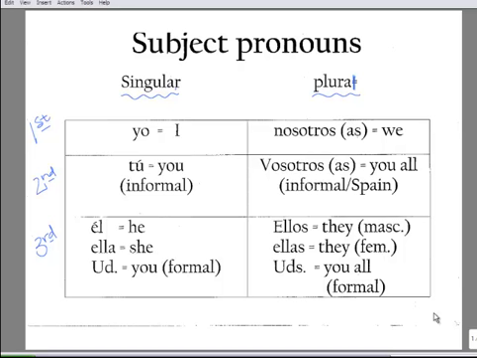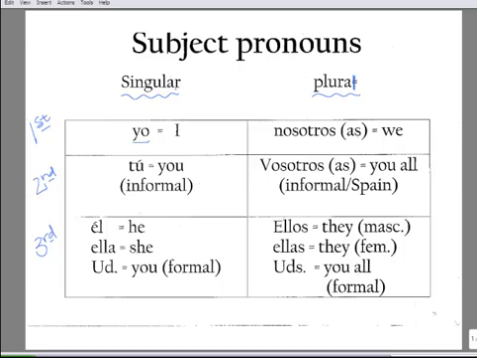So first person singular is I, and in Spanish, that's the word yo. Y-O, yo. You've seen this before with yo tengo. You've seen it with yo soy. You've seen it with things like that. So if it's singular, one person, and it's first person, I am the one talking, then it's yo.